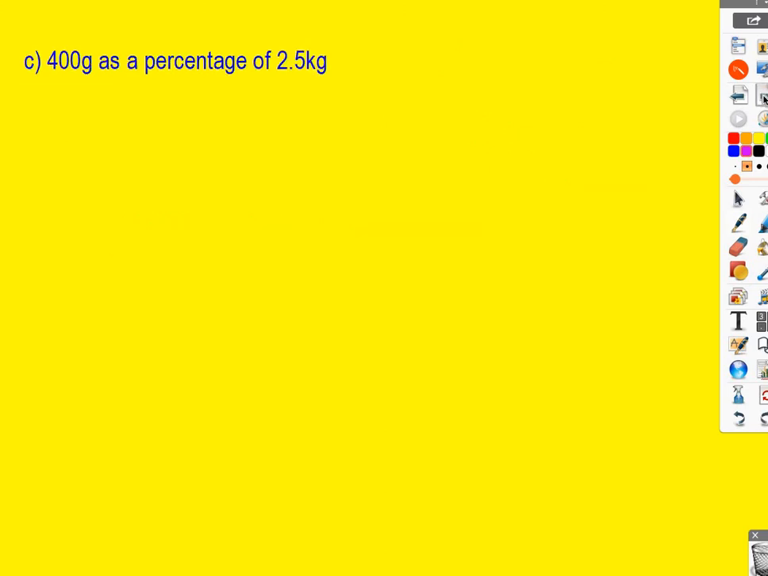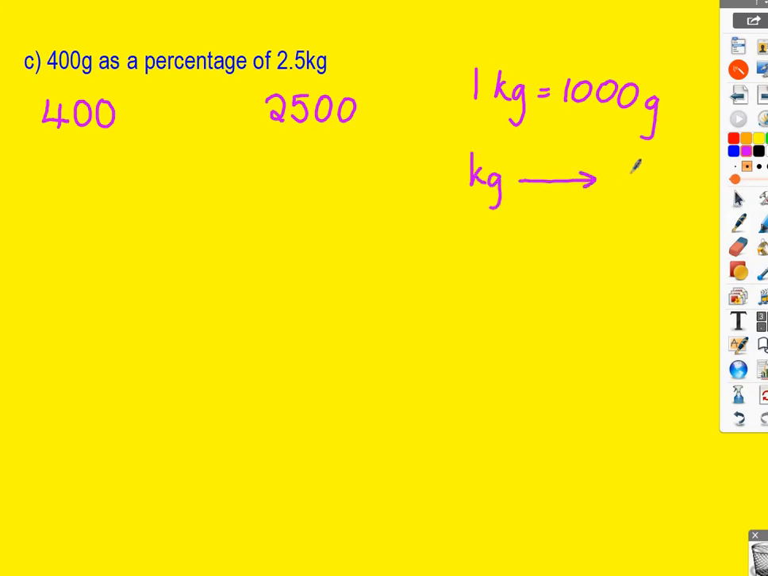And the next question, the last one, 400 grams as a percentage of 2.5 kilograms. Grams is the smaller unit, so we've got 400 grams here. And 2.5 kilograms is 2,500 grams. Remember, 1 kilogram is 1,000 grams. Kilo means 1,000. So to go from kilograms to grams, we multiply by 1,000. Writing our fraction, it's 400 out of 2,500.